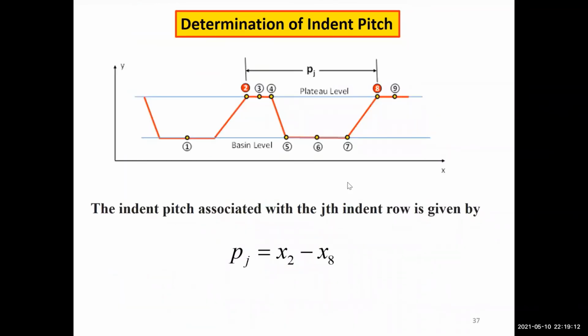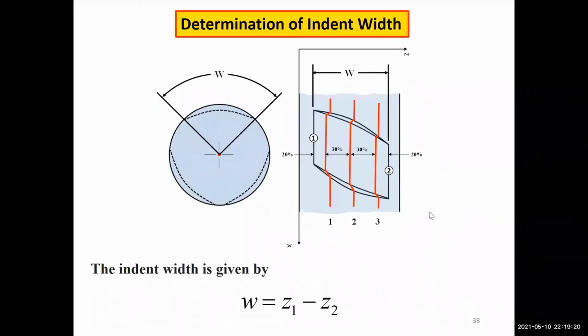And to determine the indent pitch, that's pretty straightforward. We just take the distance between typical points 2 and 8. Again, you could do this multiple times if you had more indents, but that's for a single indent based on that 9-point determination process. Indent width is a little more complicated, but it still can be resolved quite nicely like you see here.